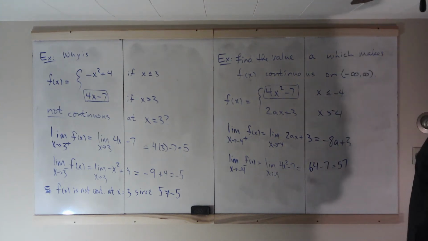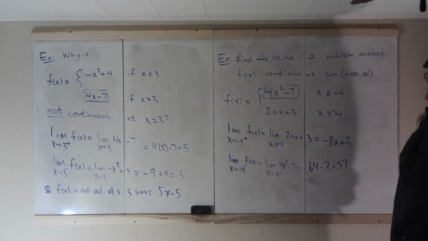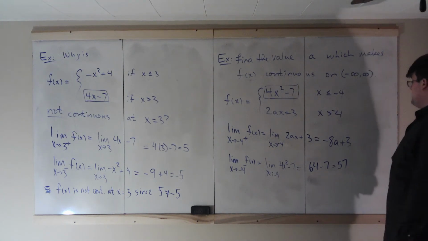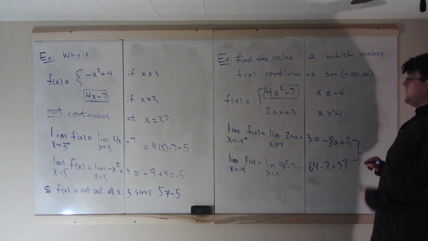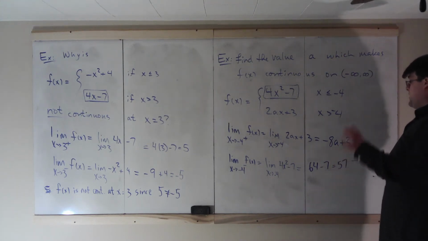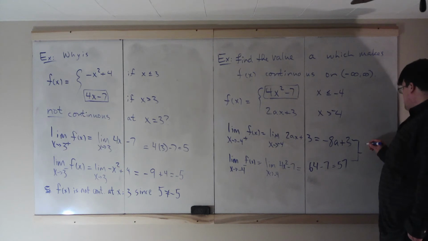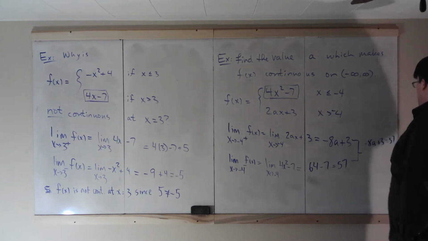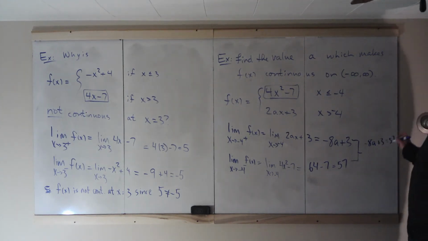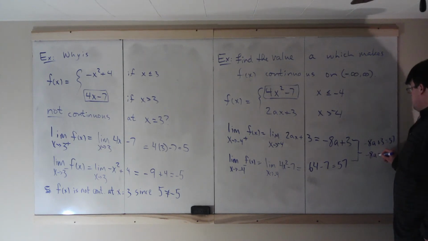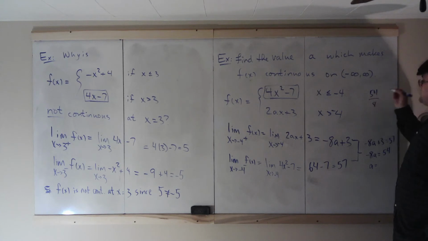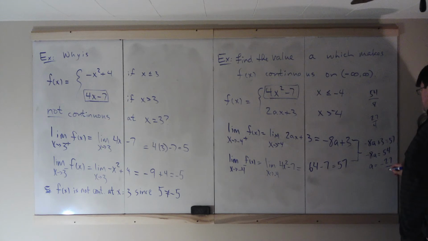Well, okay. So right here we have the limit on the right equals negative 8a plus 3. The limit on the left equals 57. So to force it to be continuous at negative 4, we need to set these equal and solve for a. Negative 8a plus 3 equals 57. Subtract 3. Negative 8a equals 54. Divide by negative 8. a equals 54 over 8. Take a 2 out of both of them: 27 over 4. And there's a negative sign.